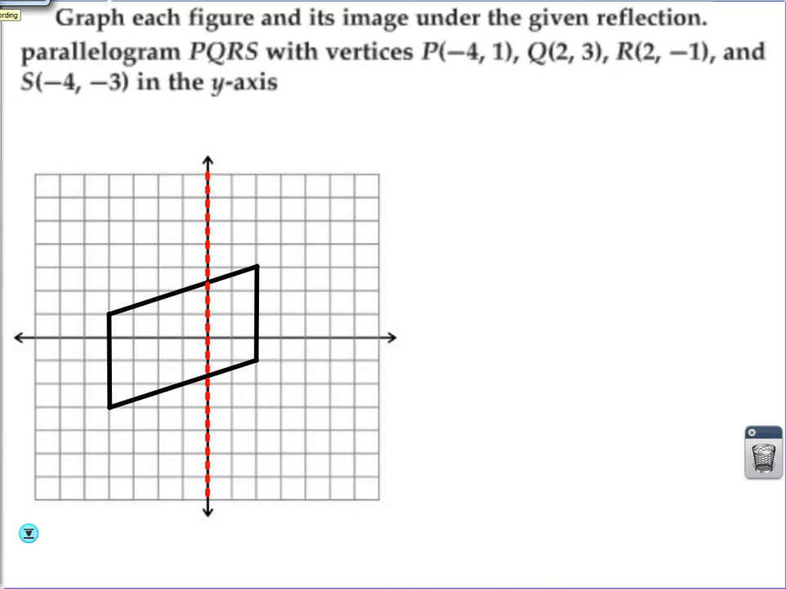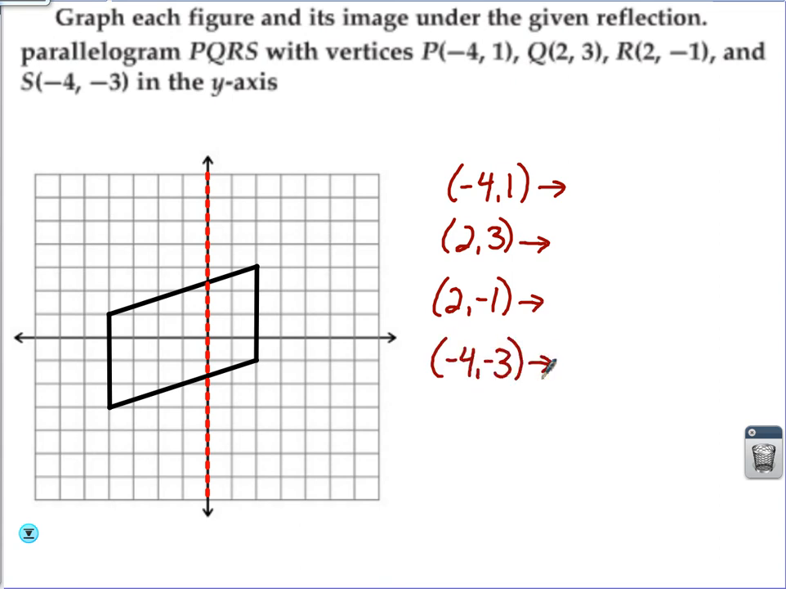Okay, next one. It says graph the figure and its image under the given reflection. We have parallelogram PQRS with these vertices: (-4, 1), (2, 3), (2, -1), and (-4, -3). And we want to reflect this in the y-axis, or across the y-axis. Sydney, look on your rules there and tell me, how do I reflect something across the y-axis? We're going to turn xy into what? (-x, y). So let's go down and perform all these transformations.